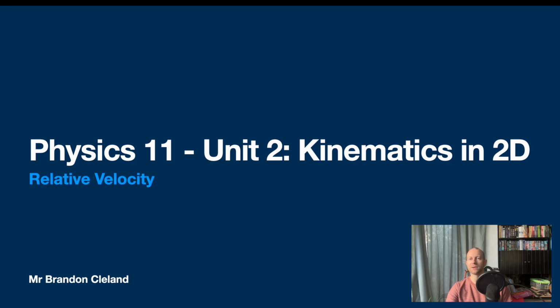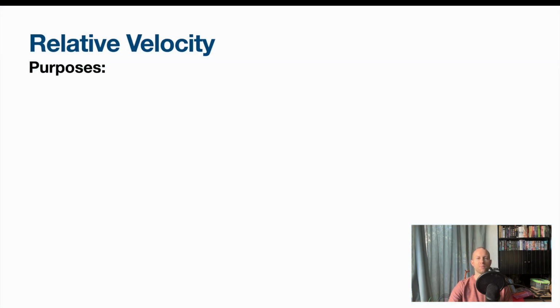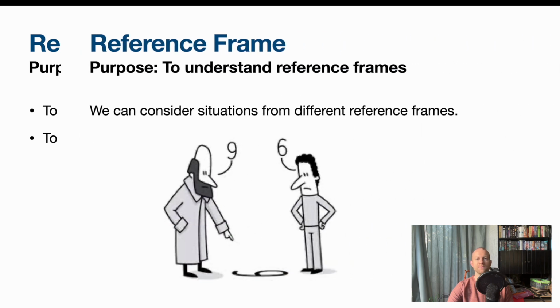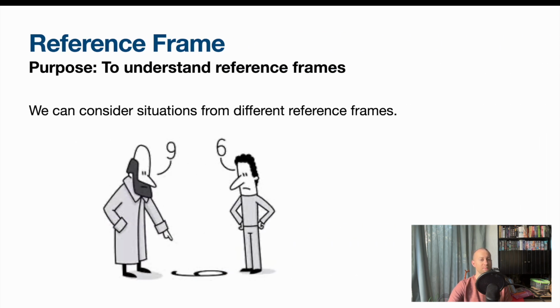This unit is all about kinematics in 2D. Last unit was in 1, now we got 2. So let's dive right into this. We got our purposes for this lesson. First, we're going to understand what reference frames are. Those are very important to solve problems involving relative velocity, and that's what we're going to do. So reference frames are actually quite important to be able to understand what's going on.